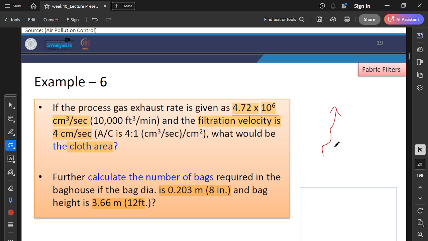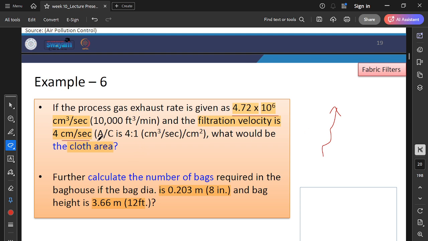Exhaust gas, from any industry, whatever gas is coming out, that is the exhaust gas. It's coming at the rate of 4.72 into 10 power 6 centimeter cube per second, or they have converted it already to feet cube per minute. So check everywhere: if it is feet, make it feet; if it is meter, make it meter. And the filtration velocity is 4 centimeter per second.